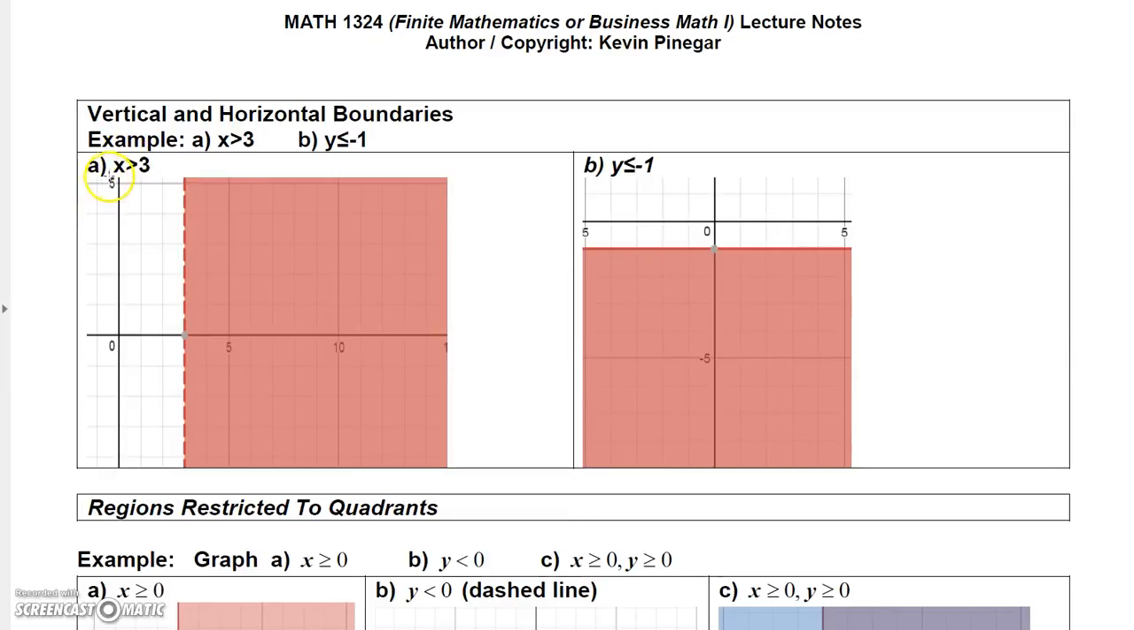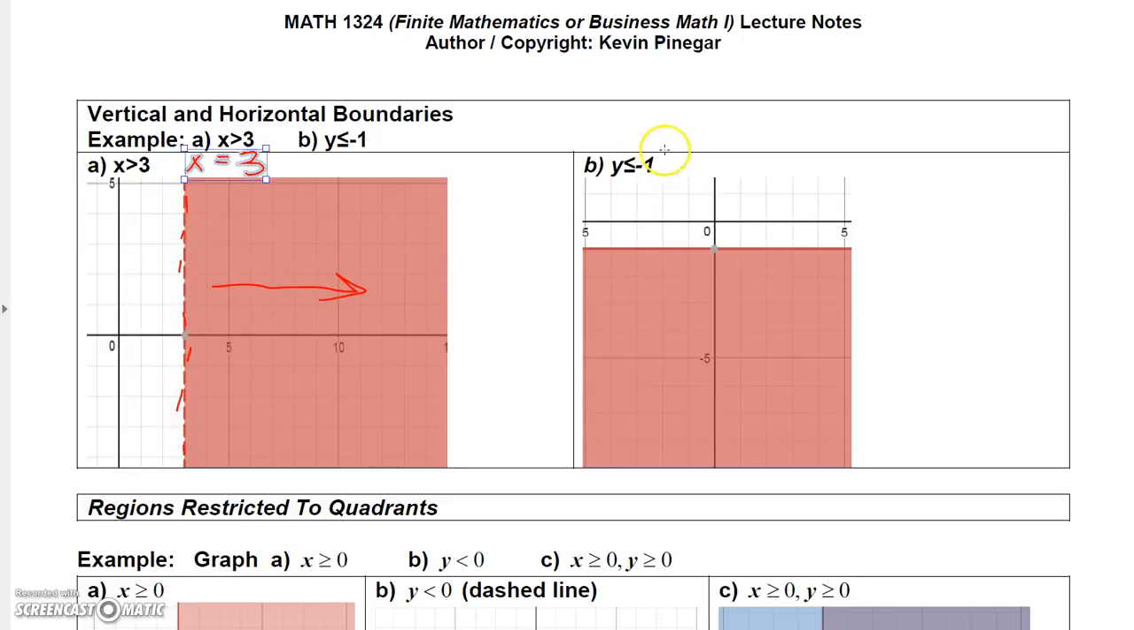If you had inequalities like x is greater than 3, well, the boundary for that would be x equals 3, which of course is just a vertical line. But since it doesn't have an equal to, notice I drew a dashed line. And then all I have to do is identify the side where x is greater than 3.